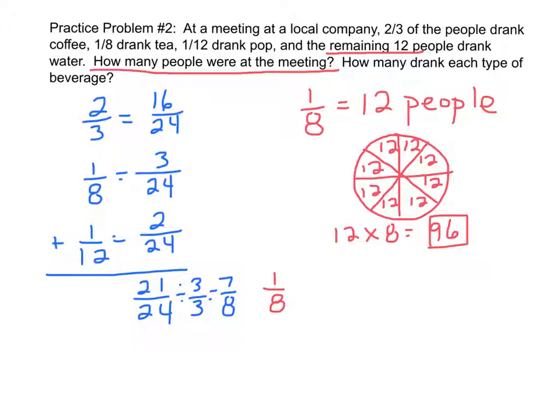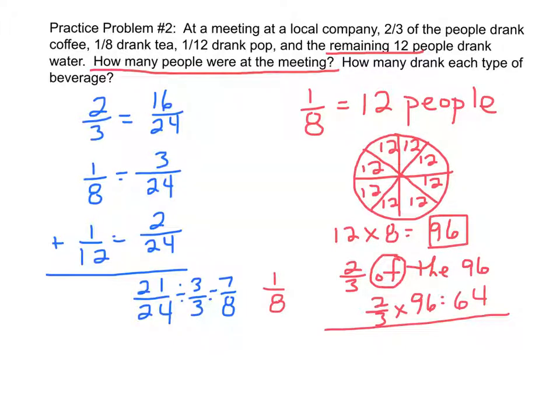96 people. Now I just want to know how many people drank each type of beverage. And I know that 2/3 of the 96 people drank coffee. The word "of" is a very important word in many word problems. The word "of" generally means to multiply. So I'm going to take 2/3 times 96, and that would give me an answer of 64 people drank coffee.